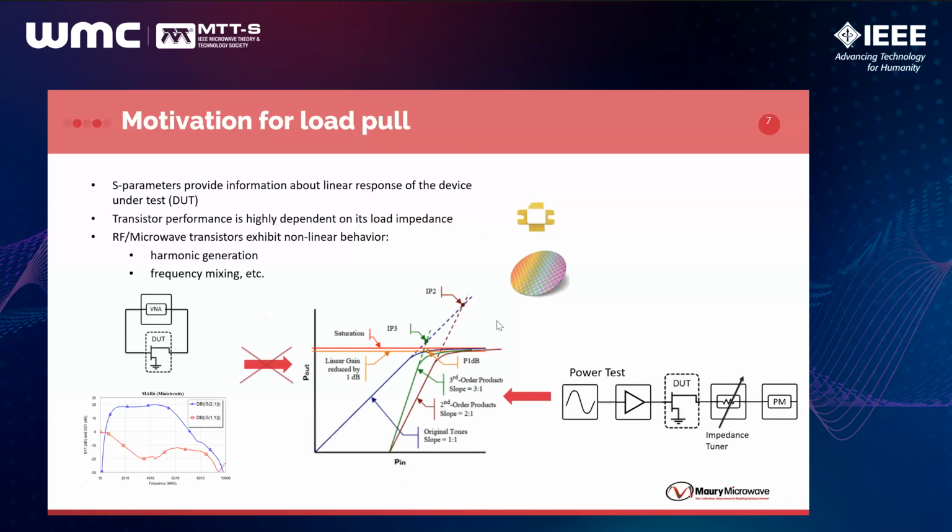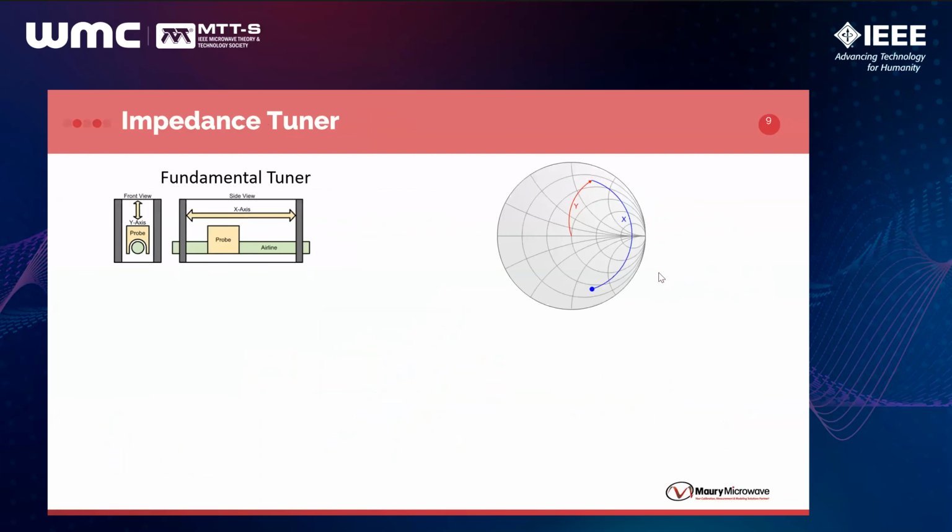And for that, we need to do a power test where we are using a load impedance and measuring with a power meter, for example, at the output of the DUT. With that, we are able to extract all the contours for maximum efficiency and maximum power and so on. So this is very briefly the load pull explained in a few seconds. But it has more to it.